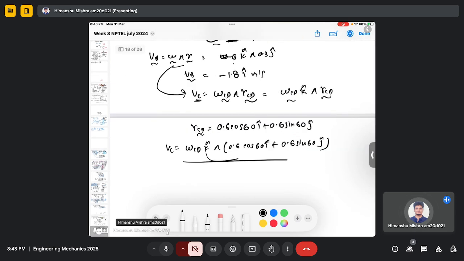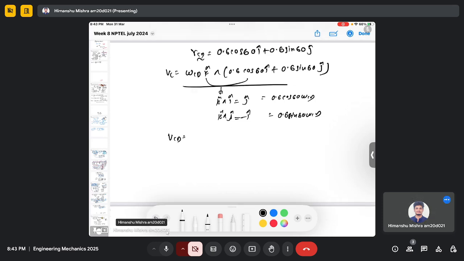I mean, you can further simplify this. When you take the cross product between k and i, you will get something in j, and between k and j, you will get minus i. And the magnitude is very easy, you just need to multiply it. So it will be 0.6 cos 60 omega CD, and this will be 0.6 sin 60 omega CD. So this VC will become 0.6 cos 60 omega CD in the j direction minus 0.6 sin 60 omega CD in the i direction. So this is your vector VC.